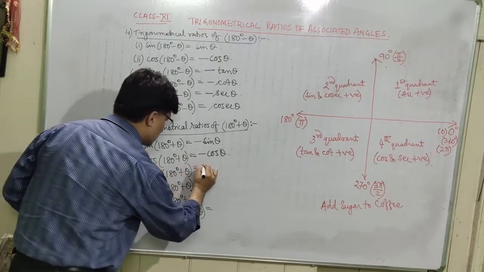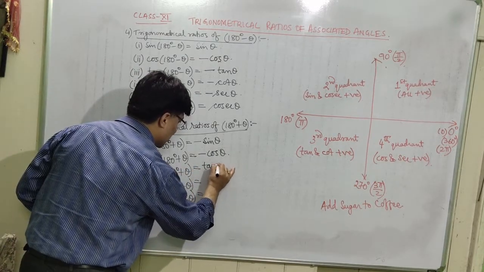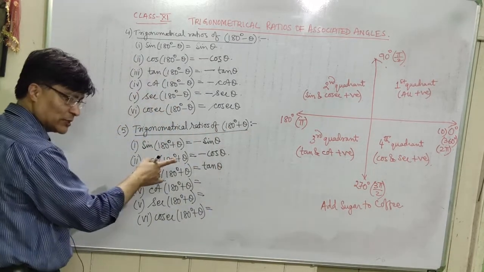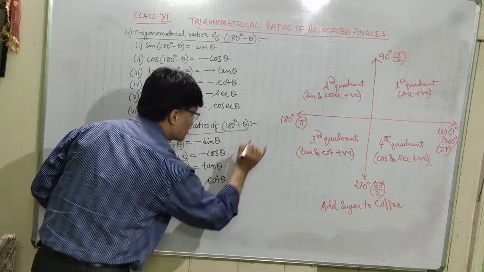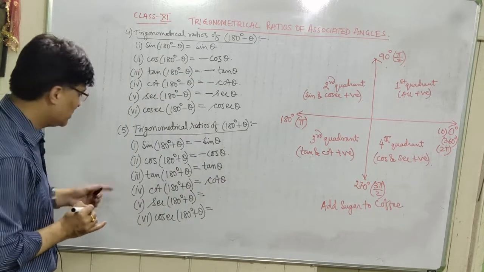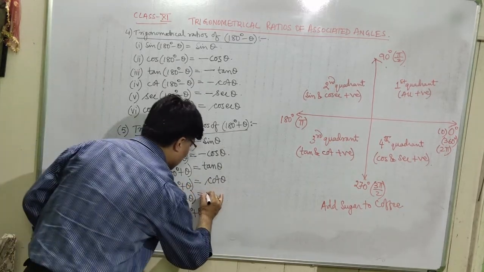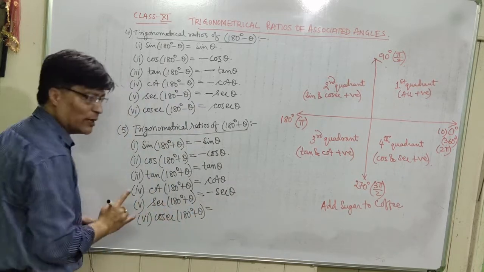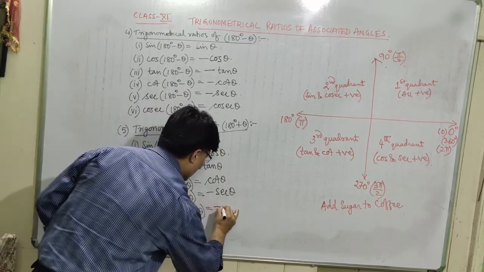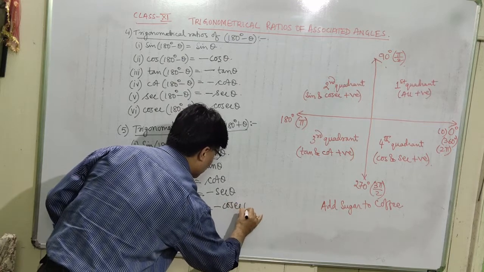What is tan 180 plus theta? It is positive tan theta because in the third quadrant tan is positive. Cot 180 plus theta is plus cot theta because cot is positive in the third quadrant. And what about sec 180 plus theta? It is minus sec theta. And what about cosec 180 plus theta? It is minus cosec theta.